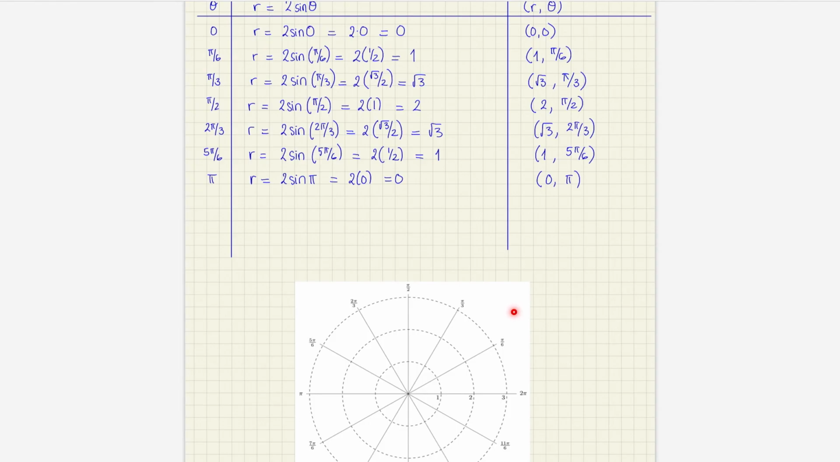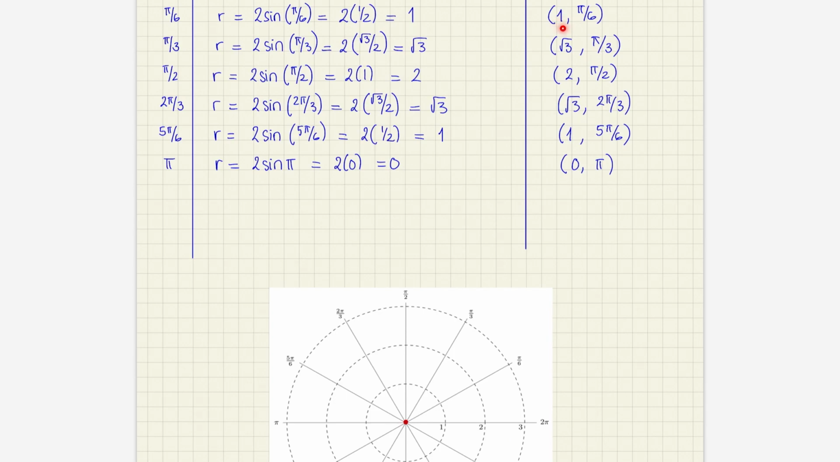I have the polar grid here. What I'm going to do is go ahead and plot these points on here. So the first point is 0, 0. R is 0 and the angle is also 0. So you start at the pole. R is 0 means the distance is 0. And the angle is also 0. That means you're not rotating. So this is the point right here.